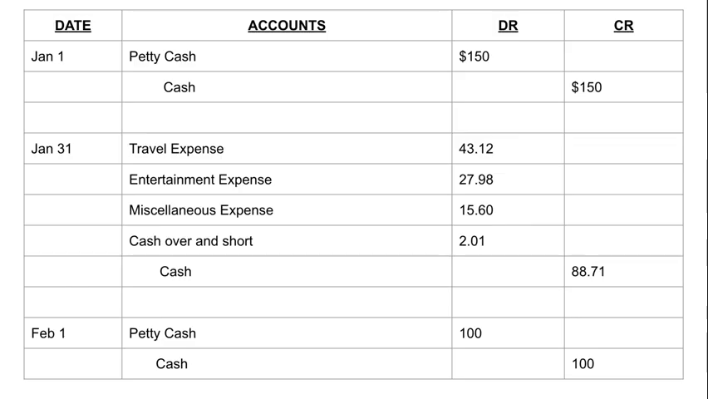Now our last transaction is to debit petty cash for $100 because we're just increasing that petty cash account. So again, taking our amount that's already $150, we're increasing it by $100, so now it'll be $250.